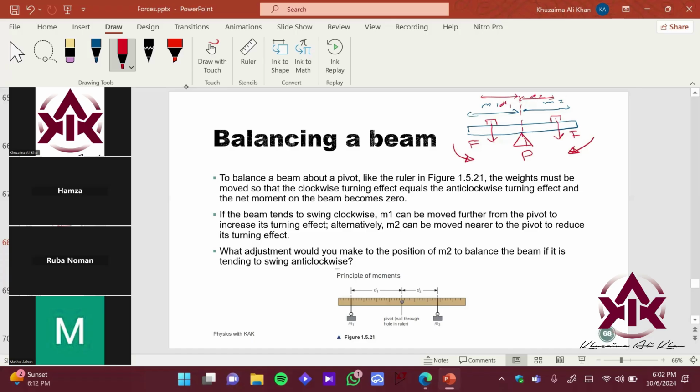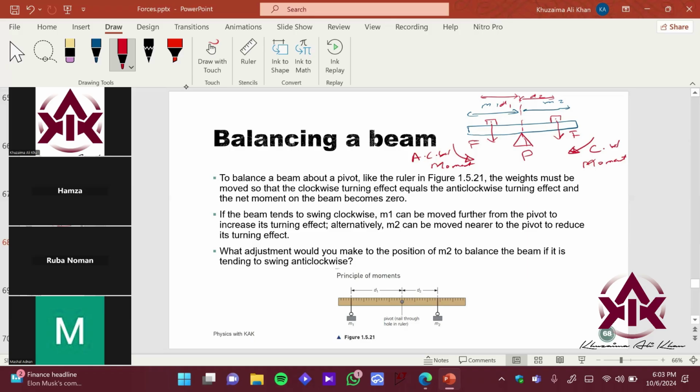If this object moves in this direction, this is called clockwise moment. If you see the clock moves in this direction. And if your object is moving in this direction, it is anti-clockwise moment. So now we are combining moments to get an idea of how it is useful. It has a very practical application in industry.